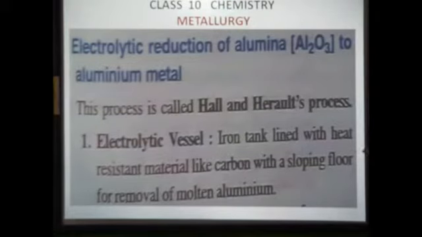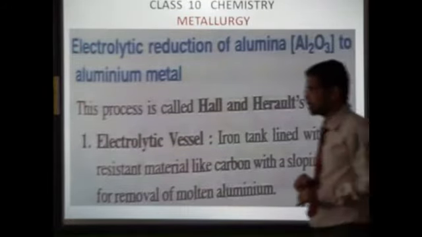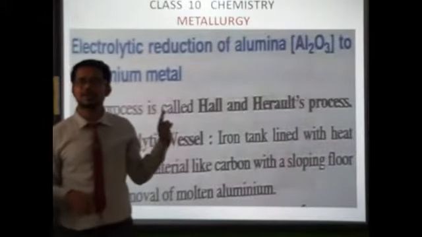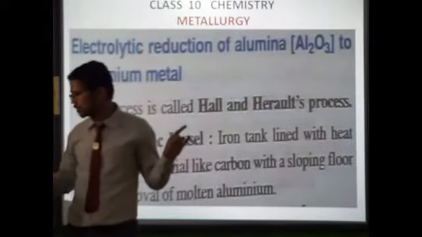And this electrolytic vessel is made with a sloping floor. So why is it made sloping? So that molten aluminium can flow very easily. So why is the electrolytic vessel, especially for extraction of aluminium, sloping? For the removal of molten aluminium. This is one of the requirements for reduction of alumina: the electrolytic vessel.